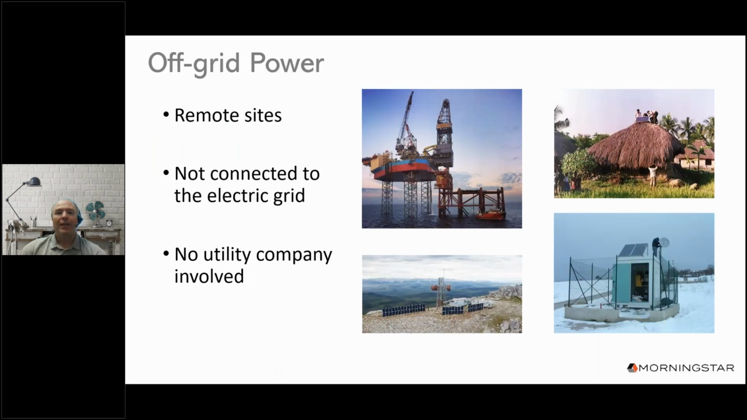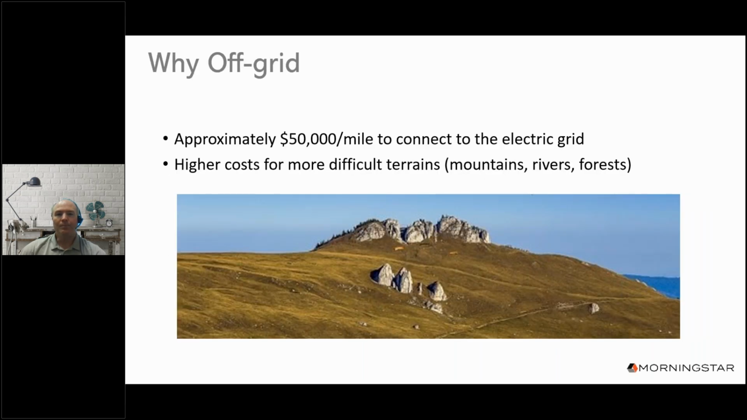The off-grid power applications that use Morningstar controllers are remote sites that are not connected to the electric grid. There's no utility company involved. All power has to be generated by a system at the remote site. And the main reason why people build off-grid systems rather than connecting to the electric grid at a remote site is predicated on cost. It costs about $50,000 per mile of wire to connect to the grid, and this cost can be even higher if there's difficult terrain involved, such as mountains, rivers, or forests.